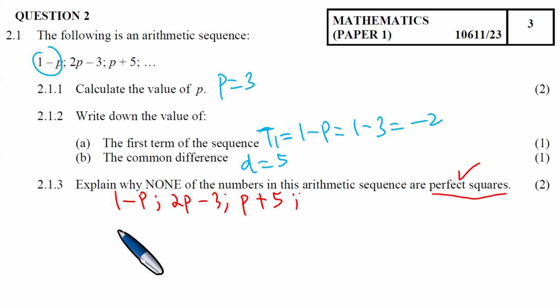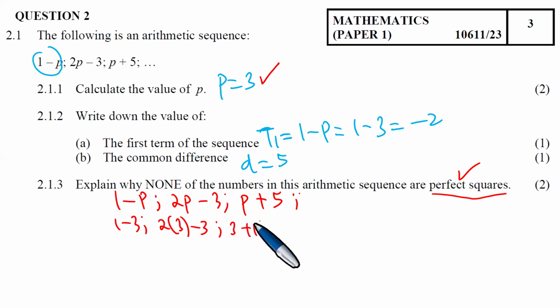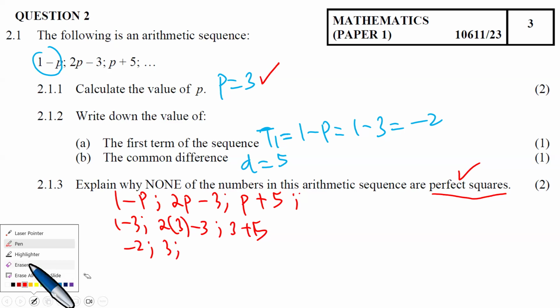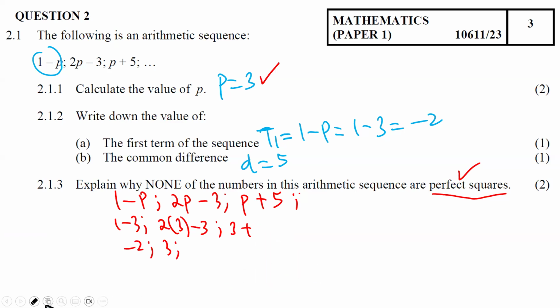Here you will use 1 minus 3, and you already know that P is 3. So wherever there is P, you put 3. Then we have 1 minus 3, which is minus 2. 2 times 3 is 6, minus 3 is 3. 3 plus 5 is exactly 8. So you have exactly that.